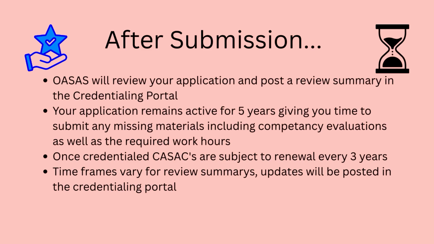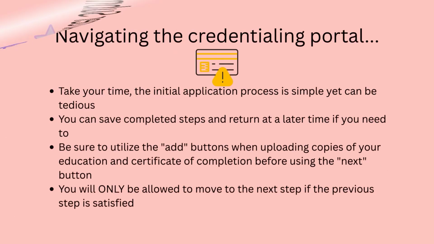Your application remains active for 5 years, so you'll have plenty of time to add competency evaluations or work experience if those aren't ready at the time that you apply. Once credentialed, your CASAC must be renewed every 3 years. And that's the CASAC initial application process from start to finish. Remember, not every detail has to be ready right away. The purpose of this video is to show you how to get the initial application submitted, and you can always add your evaluations, employment, or work experience later.